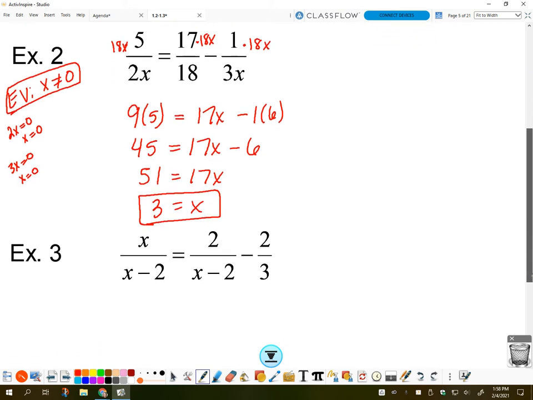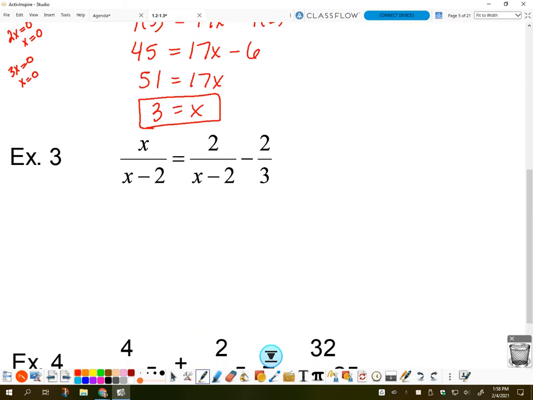Alright, example 3. We need to know what the excluded values might be. So excluded values, we're going to say x cannot be. So you have x minus 2 as a denominator. So if we want to figure out when x minus 2 is 0, that happens when x is 2. So we know x cannot be 2. 30 can never be 0 because there's no variable there.